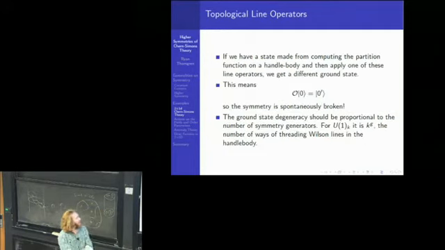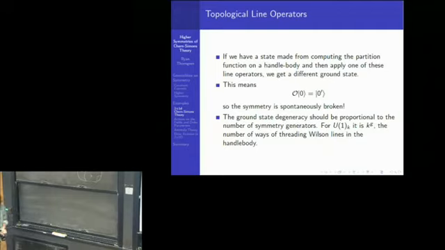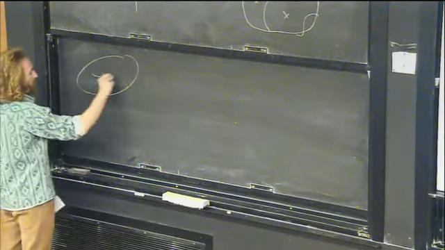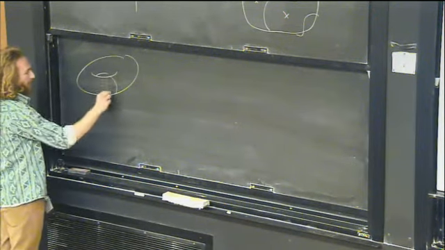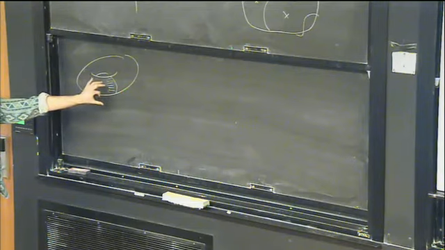So if I have a state made from computing the partition function on a handle body, which is how I normally know how to write states. Suppose I fill in this torus in such a way that this circle bounds a disk. So this is a solid torus. And I perform the path integral over this solid torus. I'll get some state on the boundary.